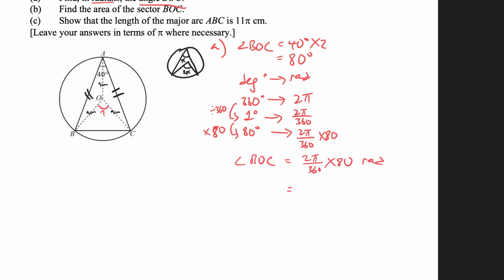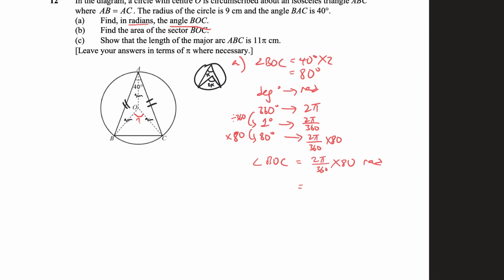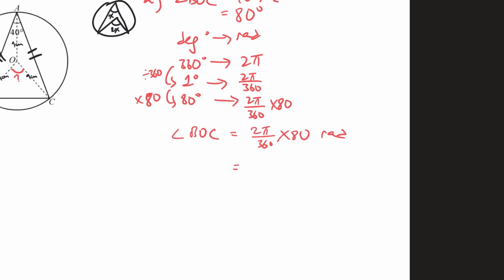Let me simplify that a little bit. It says leave my answer in terms of pi, so I'm just going to key in the numbers and not pi into the calculator, and let pi sit at the end. So this gives me 2 times 80 divided by 360, which is 4 over 9 pi radians.